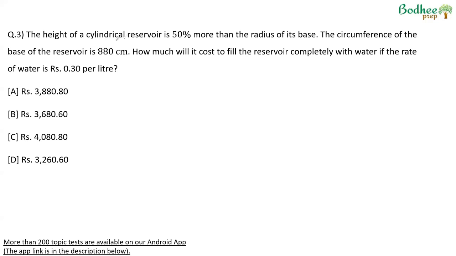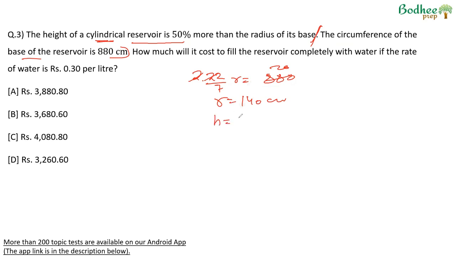The height of a cylindrical reservoir is 50% more than the radius of the base. If base is 2, height will be 3 and so on. The circumference of the base of the reservoir is 880. Circumference of the base will be 2 into pi into r. This is given as 880. The radius becomes 140 centimeter. Since radius is 140, height will be 50% more. Half of 140 is 70, so height will be 140 plus 70, which is 210.